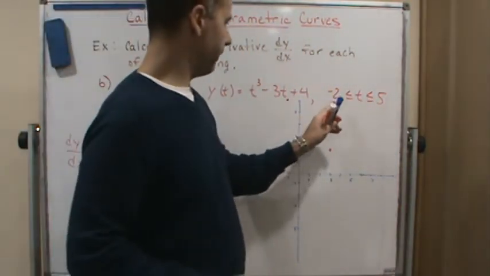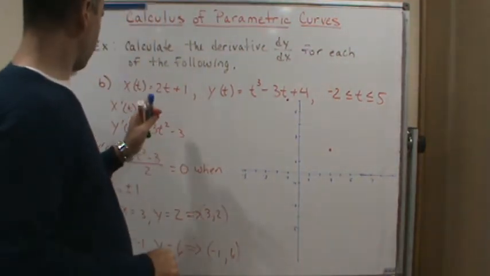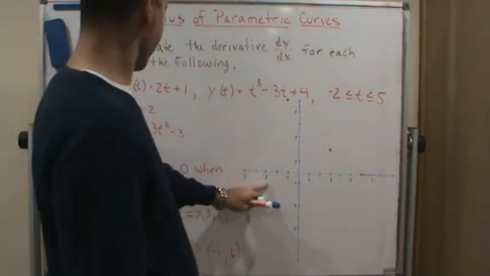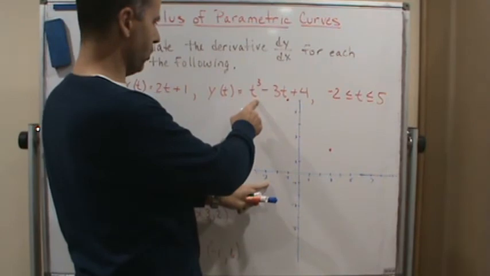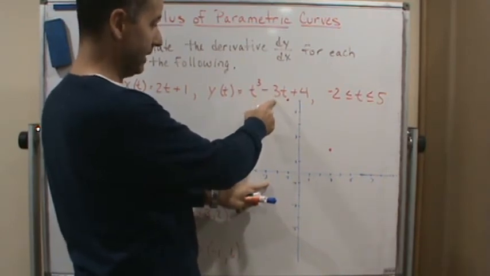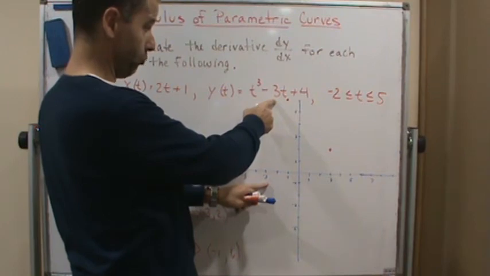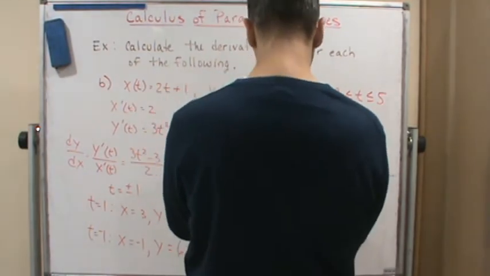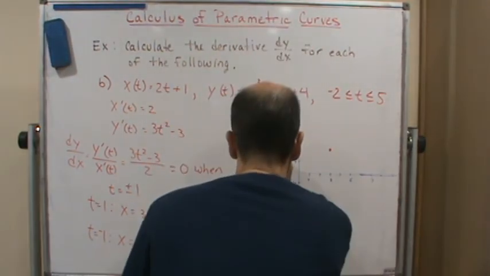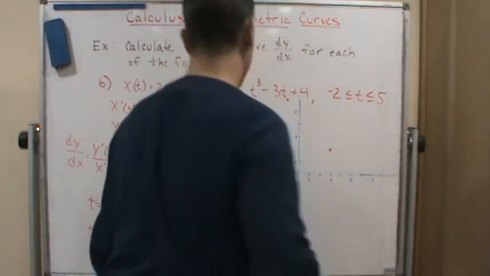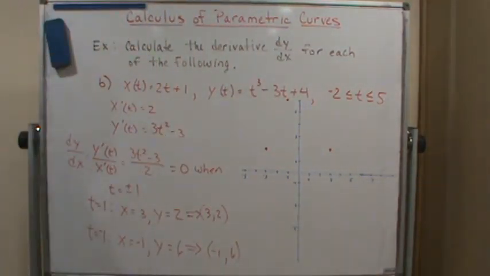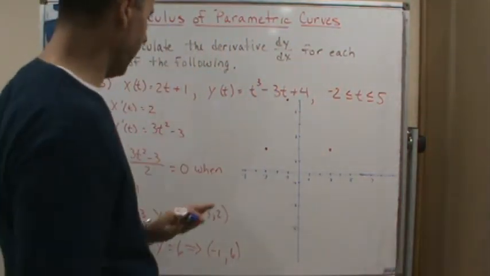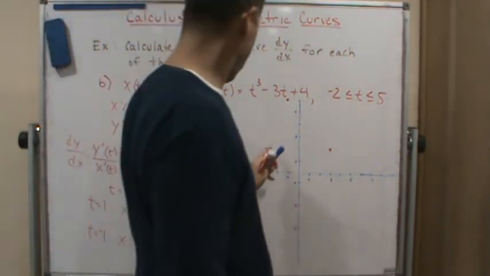Okay, so let's plug in more values. What happens when t is negative 2? Well, for x, we're going to add negative 4 plus 1, so that's going to be negative 3. And for y, this is going to be negative 8 plus 6 plus 4, which is going to give us 2. So negative 3 comma 2 is right about there. Okay, so at t equals negative 1, we already did, right? So negative 1, it's here.